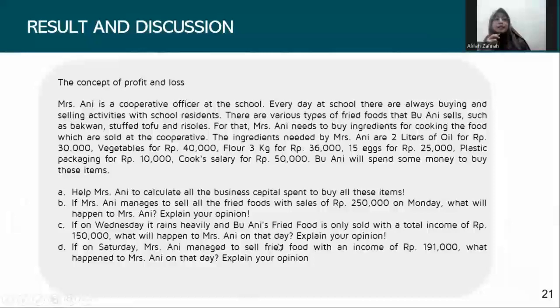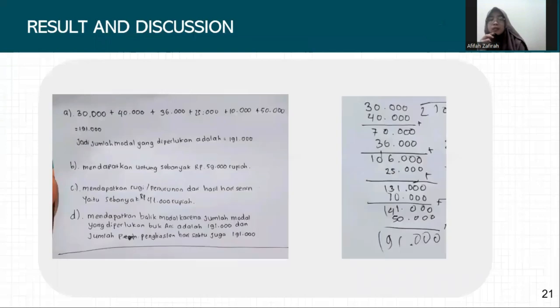And then this is the first activity to find the concept of profit and loss. This is the contextual problem that can arise in this activity, and we give this activity to students to find how they can learn about the concept of profit and loss.